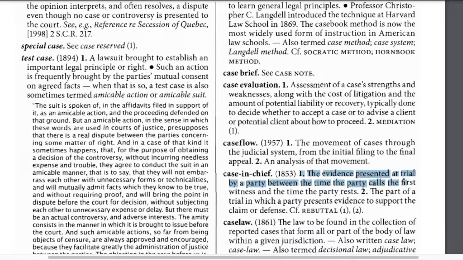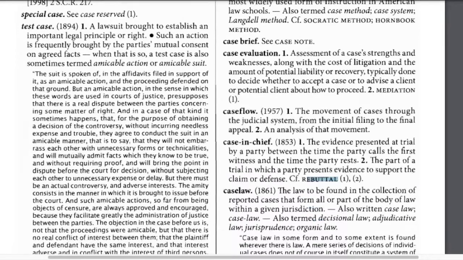1853. The evidence presented at trial by a party between the time the party calls the first witness and the time the party rests. That's the case in chief. Between the first witness and the time the party rests, the part of the trial in which the party presents evidence to support the claim or defense. Rebuttal. Okay, nice.